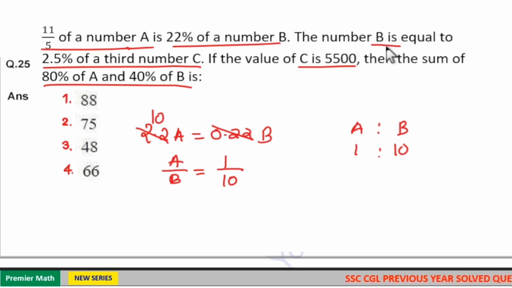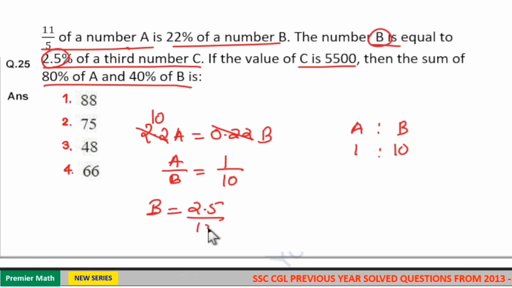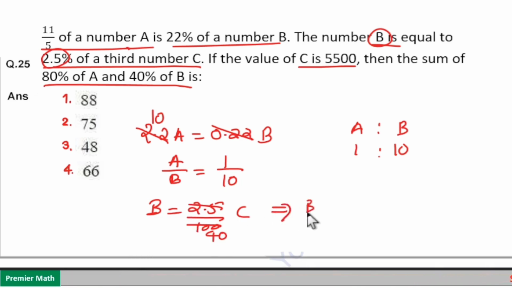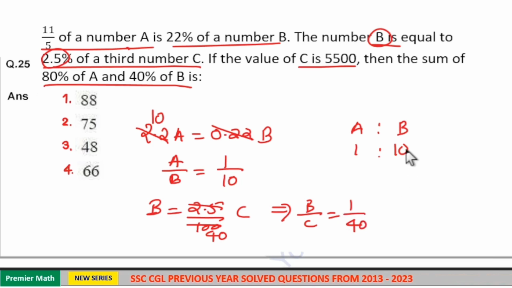Now B is equal to 2.5% of C. 25 goes 4 times in 100, so 2.5 goes 40 times in 100. So the B by C ratio is equal to 1 by 40. But here B is 10 part. So if I multiply numerator and denominator with 10, then B is equal to 10 part and C is equal to 400 part. So C is 400 part.